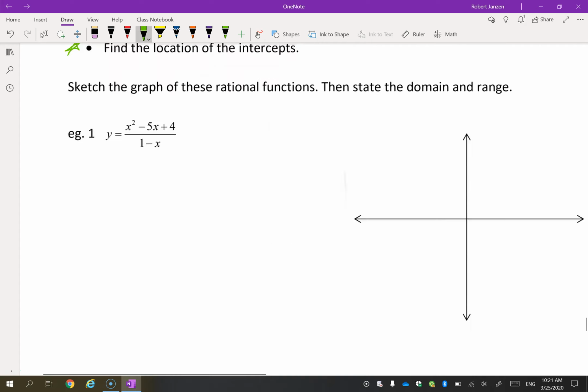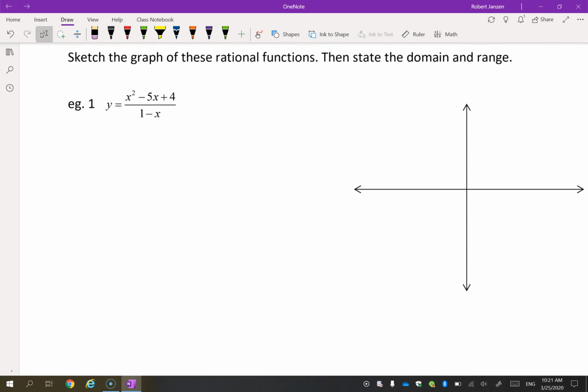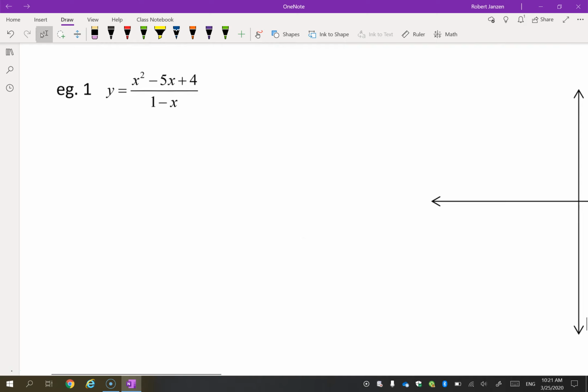All right, so we're going to take a look at these examples and go from start to finish on how to graph them. Okay, step one, factor. So x minus 4, x minus 1, 1 minus x.